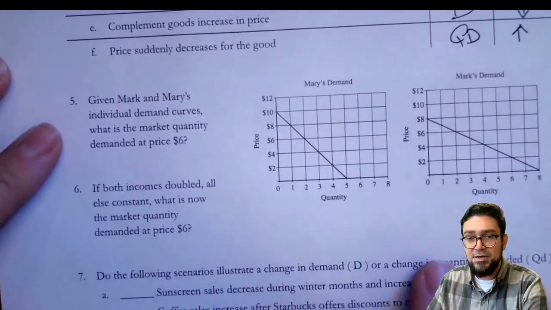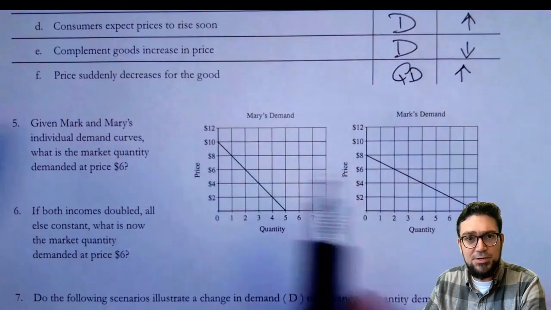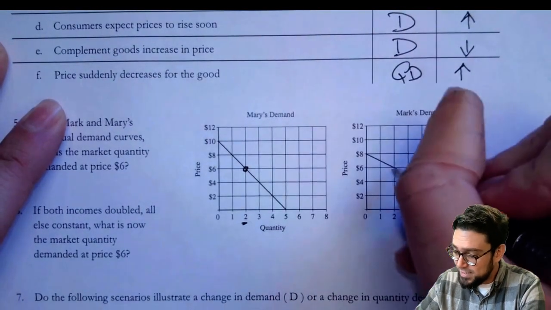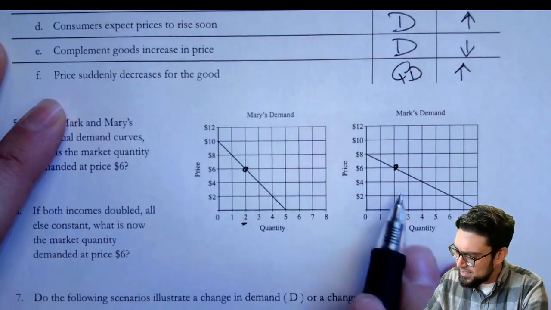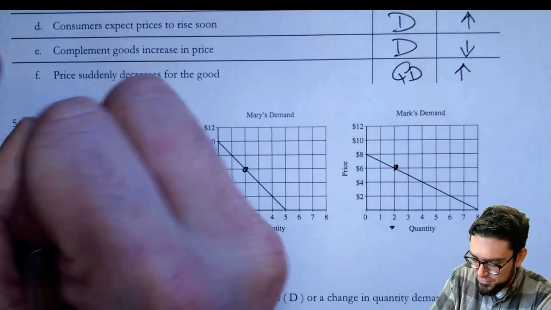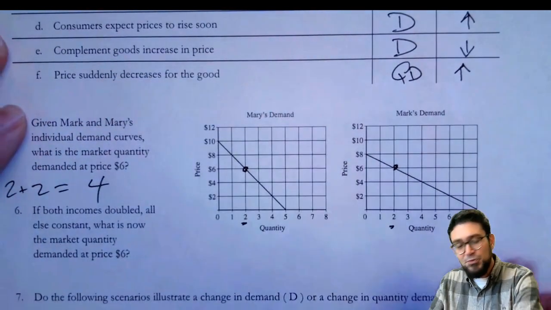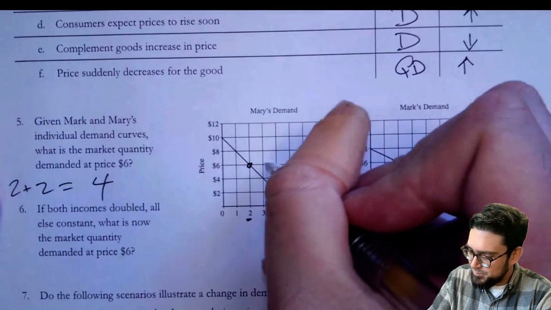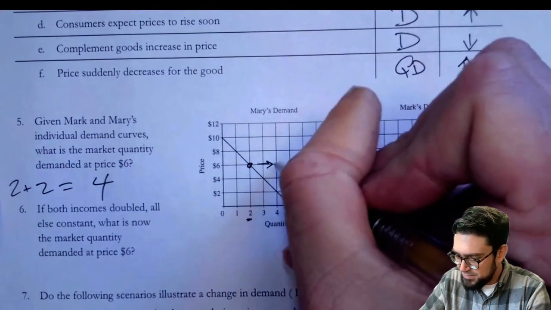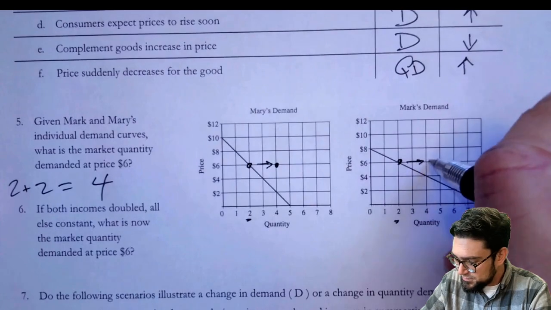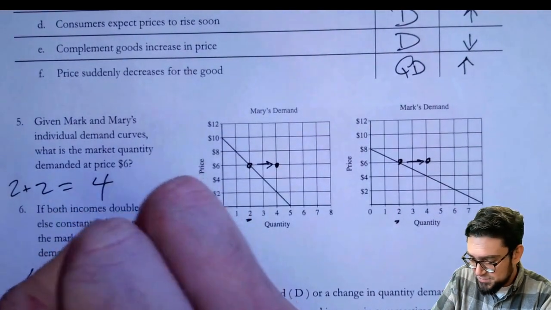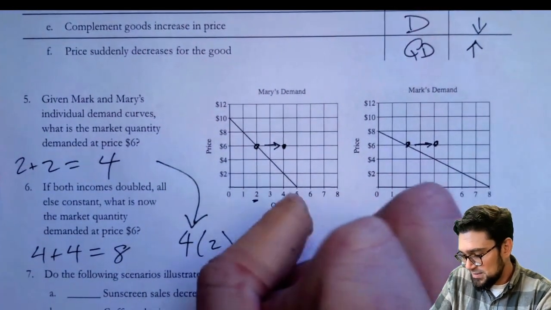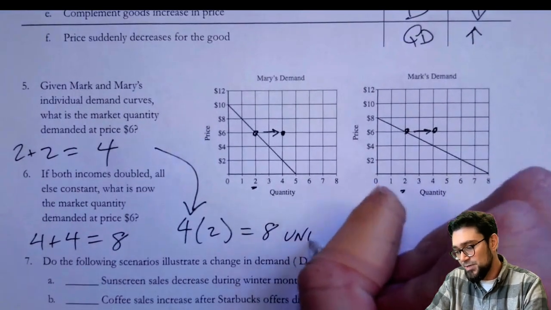Now we have two demand curves for Mark and Mary, and it says give their individual demand curves. What's the market quantity demanded at 6? So we look at price 6 and we say, well, Mary's buying 2 at price 6. Mark is buying 2. So 2 plus 2 equals 4. If both of their incomes doubled, all else being constant, what's now the market quantity demanded? Well, if both of their incomes doubled, then it's like doubling their demand curves, right? So we would now say 4 plus 4 equals 8. You could also have just taken that 4 and doubled it to become 8 units, right? So we're buying 8 units now.